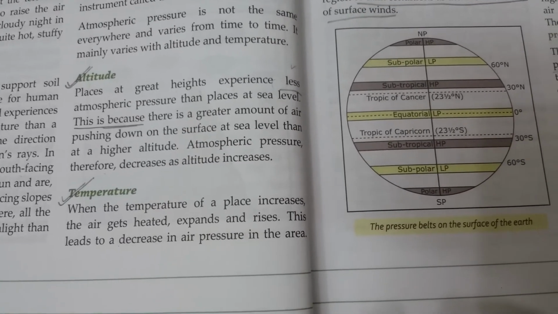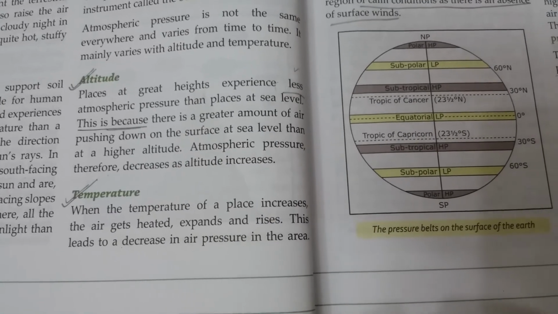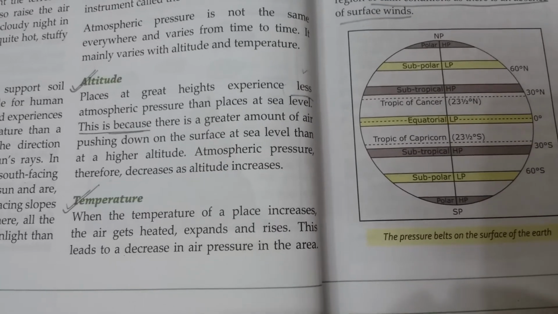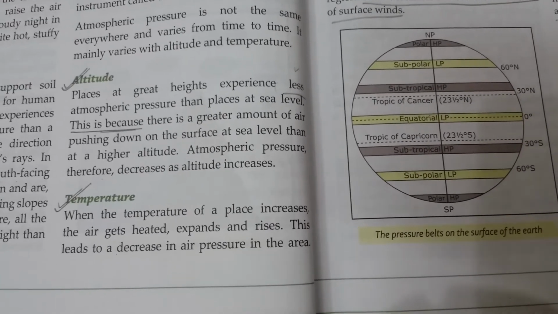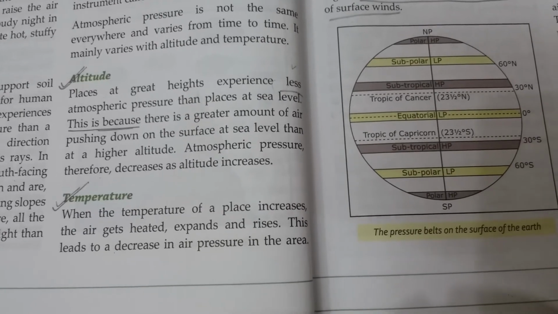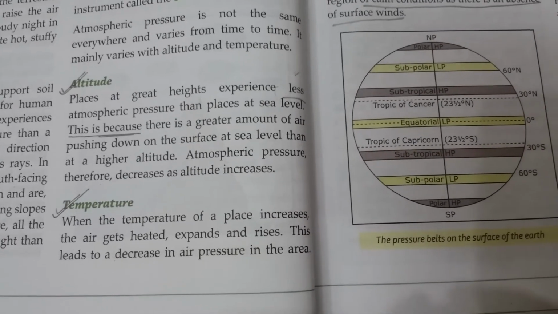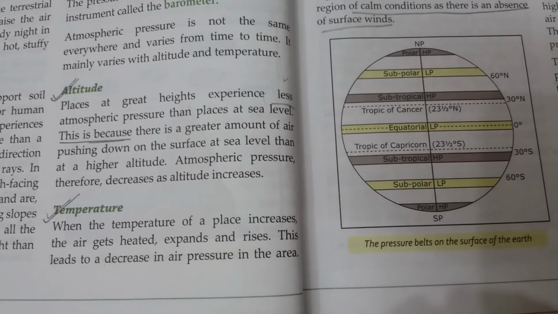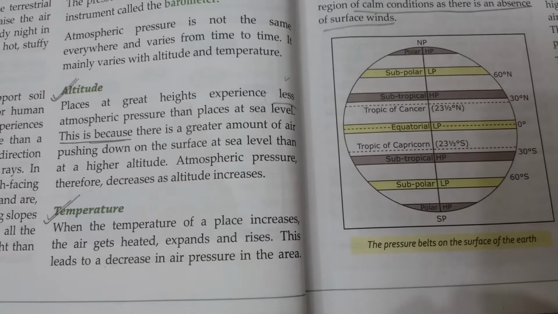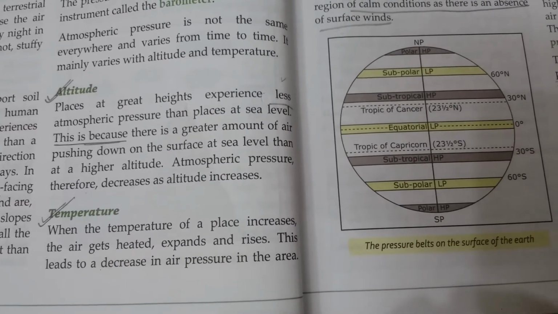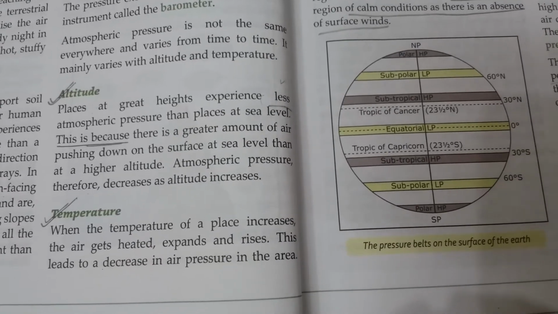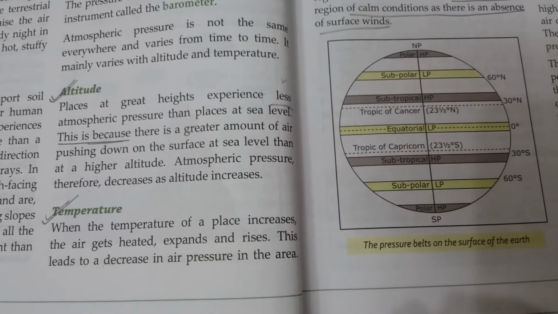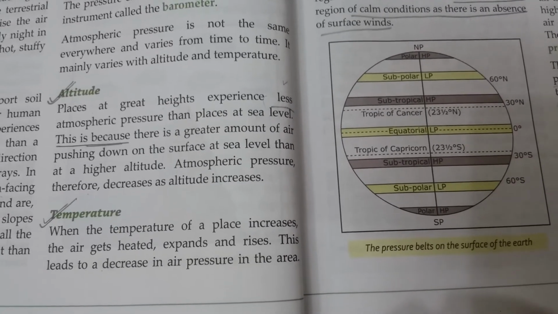What happens? Above the sea level, there is more atmosphere in comparison to a place which is at a certain height. So the place at some height would have low atmospheric pressure in comparison to the place which is at sea level. So, atmospheric pressure decreases as altitude increases.